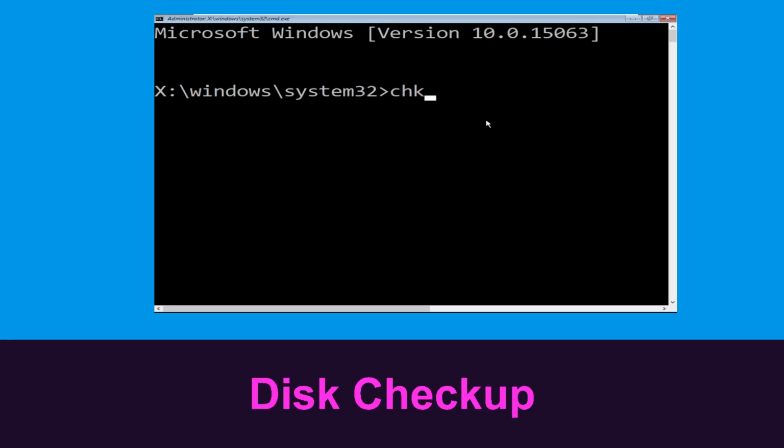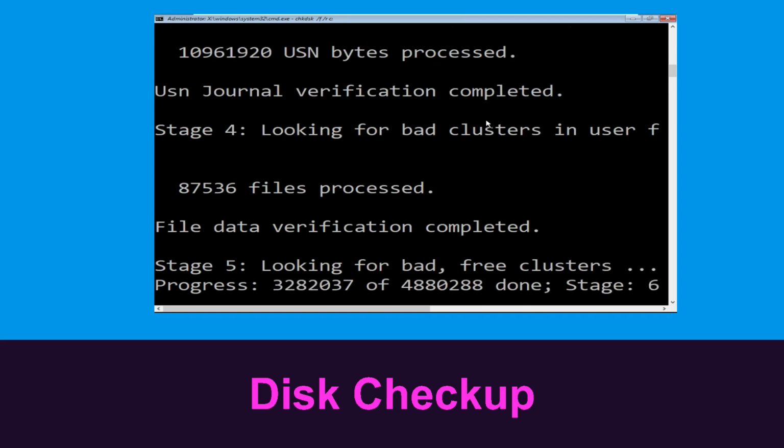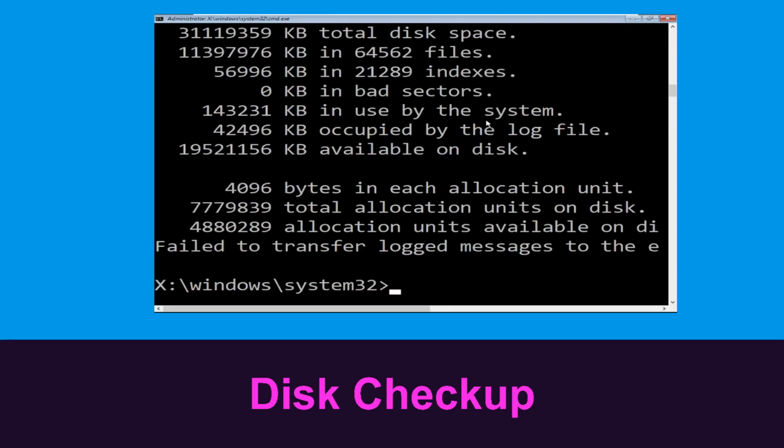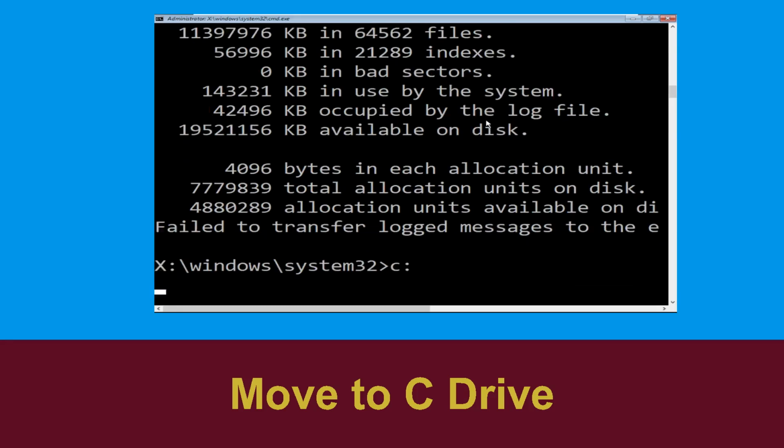Type chkdsk /f /r: and hit enter to execute the command. Now wait for some time to complete the process. Once done, move to the next step. Now type C: and hit enter.